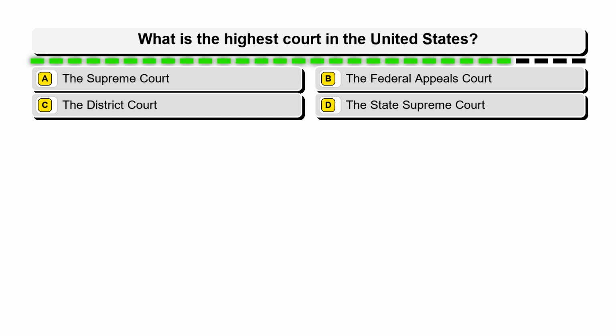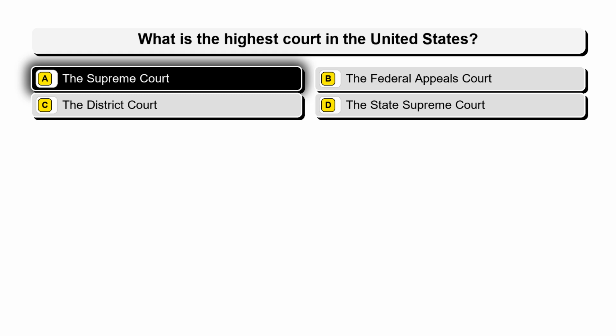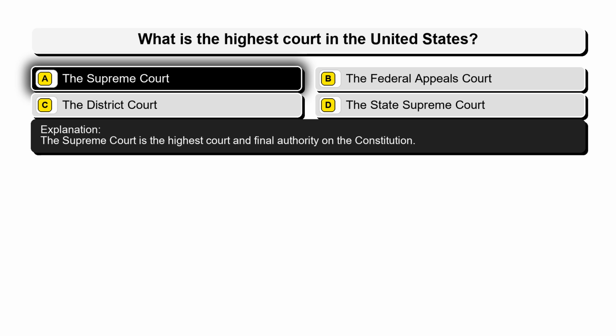Question 10. What is the highest court in the United States? Option A. The Supreme Court. Option B. The Federal Appeals Court. Option C. The District Court. Option D. The State Supreme Court. The correct answer is option A. The Supreme Court. The Supreme Court is the highest court and final authority on the Constitution.